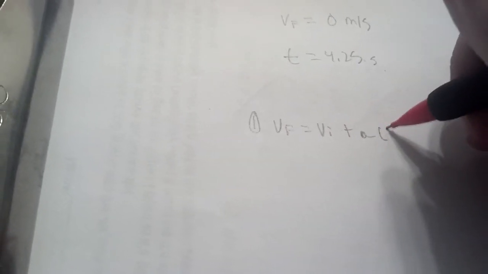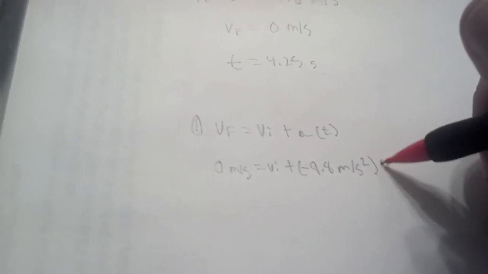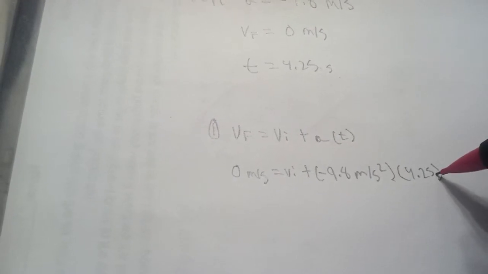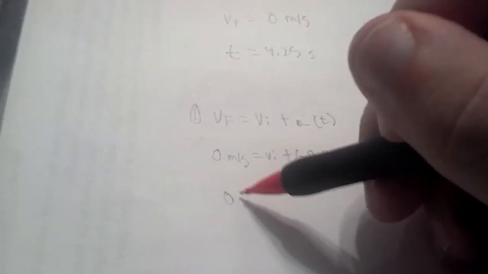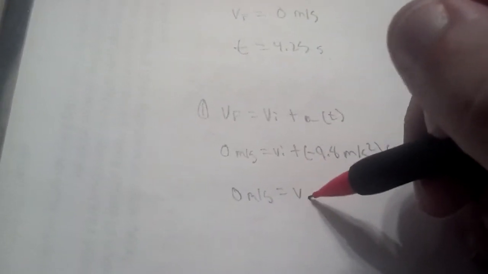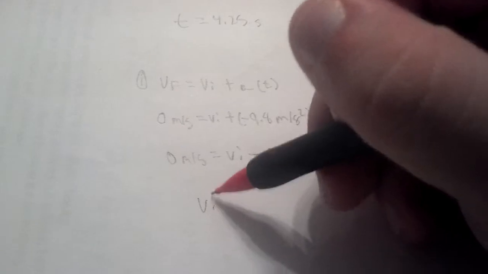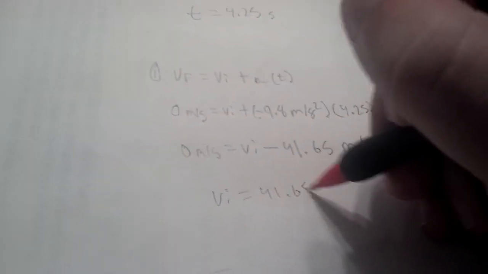So it's going to be velocity final equals velocity initial plus acceleration times time. And so if you plug that in, it'll be 0 meters per second equals velocity initial plus negative 9.8 meters per second squared times 4.25 seconds. Okay, so that'll give us 0 meters per second equals velocity initial minus 41.65 meters per second. The seconds will cancel out and you're just left with meters per second. So velocity initial equals 41.65 meters per second.